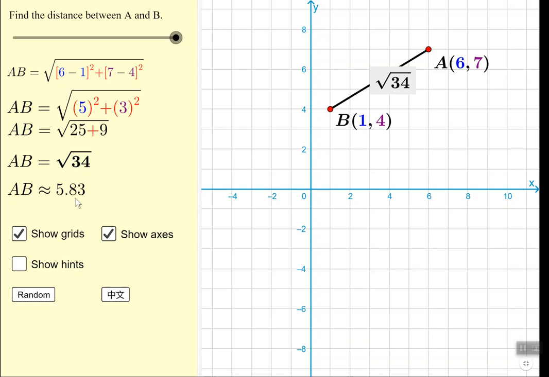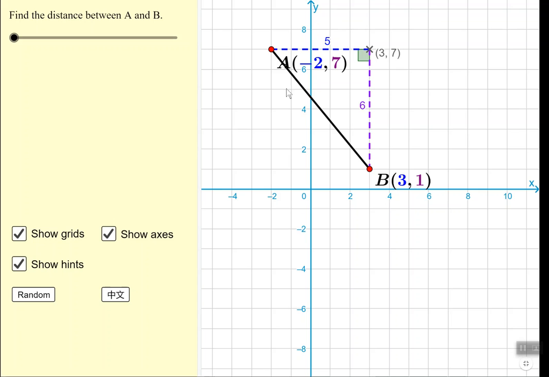Now there's a hints option here if you get stuck, which will show you the other sides, the horizontal side and the vertical side of the supplementary triangle that helps you do the calculation. Okay, let's make up a random question.